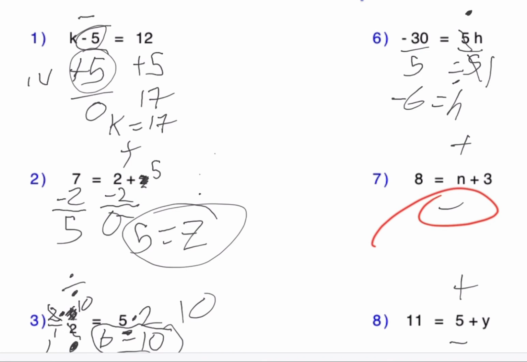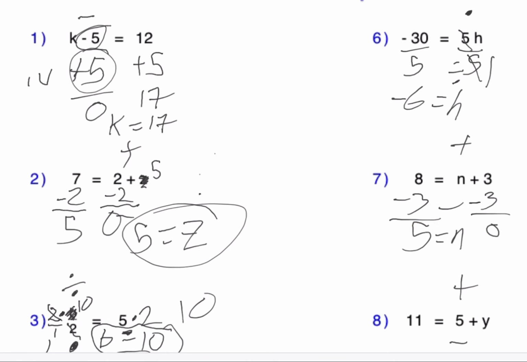Inverse operation is what we're going to use, and we need to get rid of the 3 so that n is by itself. So we're going to subtract 3. You've got to hurry up and subtract 3 over here as well so that the pants are no longer on fire of the equal sign. So 3 minus 3 is 0. 8 minus 3 is 5. So now we've got 5 equals n. We don't have to write n plus 0 because it has no purpose. So we've got 5 equals n, or n equals 5.